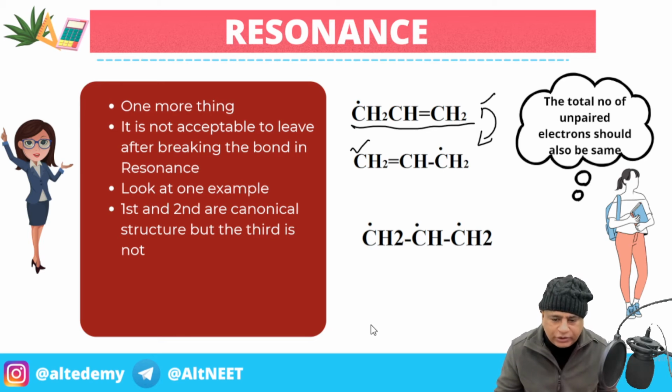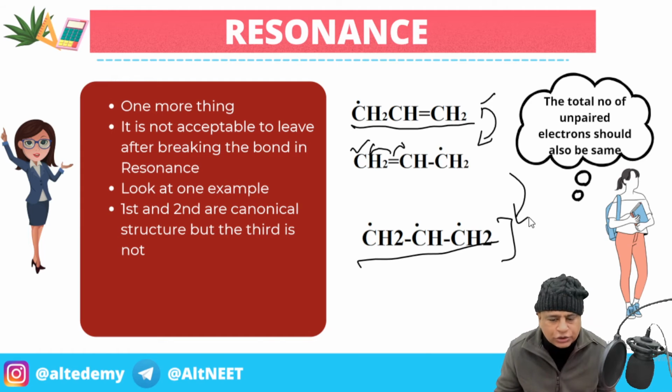Now if these 2 resonating structures are there, suppose we do it like this. We break this bond like this, making a radical here and a radical there, and then leave it. If we do it, will this be a resonating structure or not? Obviously it will not be a resonating structure because, as I told you, it is not acceptable to leave after breaking the bond in resonance, right? The first and second are canonical structures, but the third is not a canonical structure. Got the point? Okay.